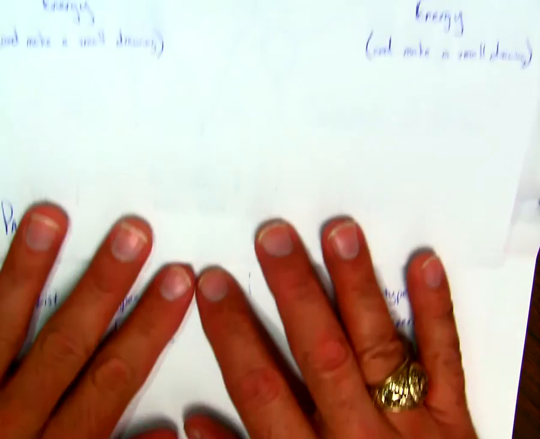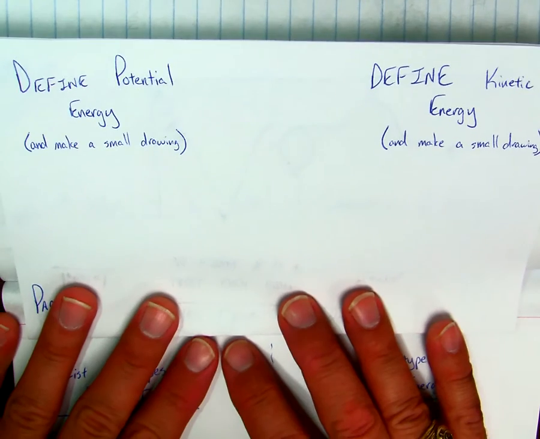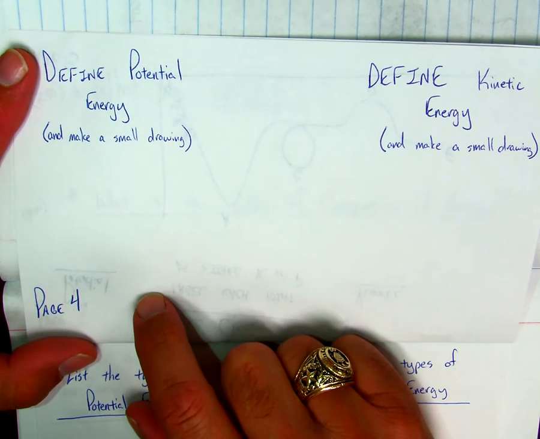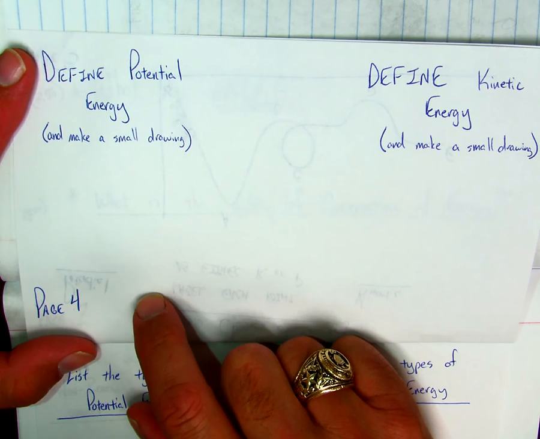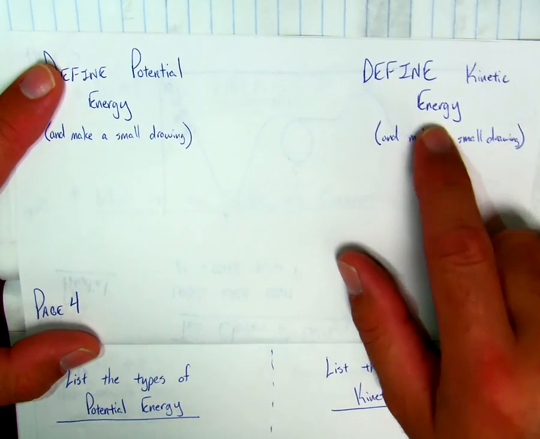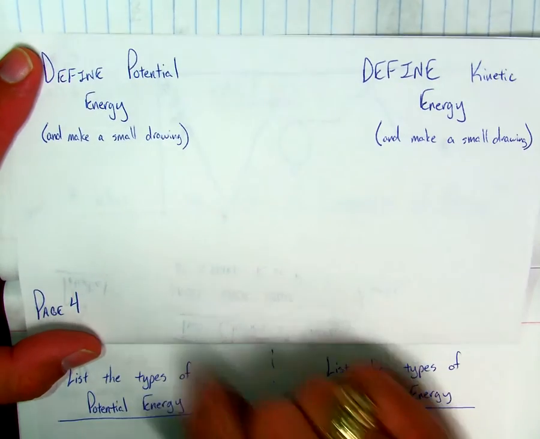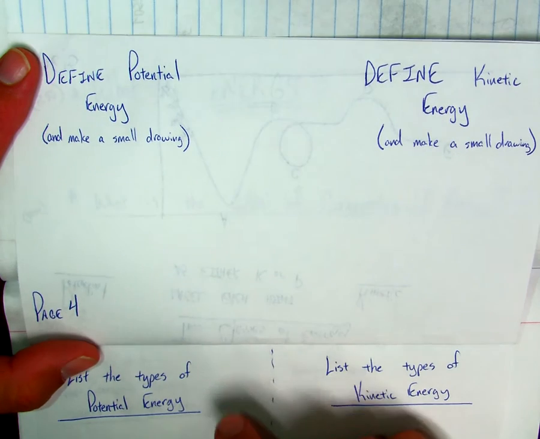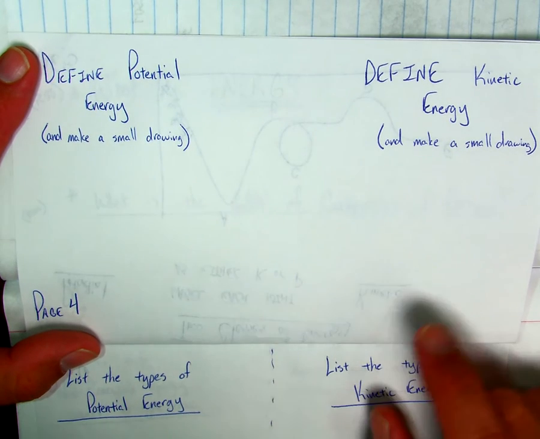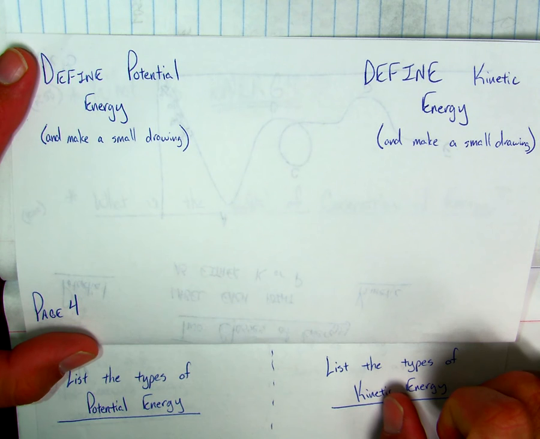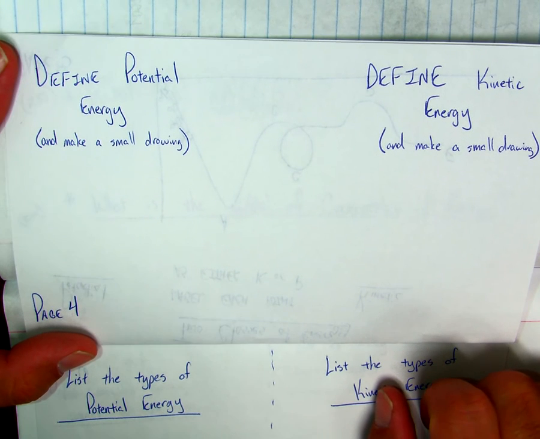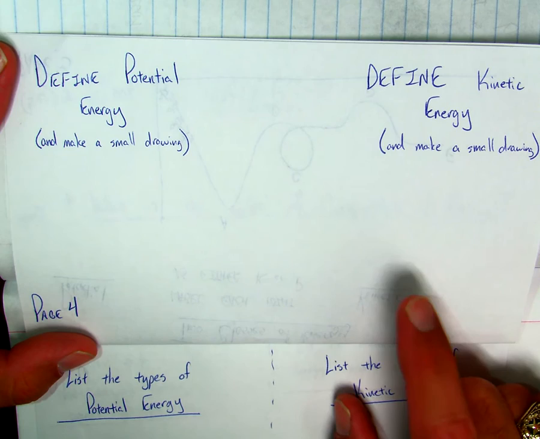For page 4, you're going to define potential energy. You can use your interactive notebook to do that. We have some definitions on page 58. And then you're going to define kinetic energy. And then if you would, make a small drawing, something that helps me see that you understand what it means to have potential energy and what it means to have kinetic energy. Again, I'm not looking for perfect artwork here. I just want you to show me the best you can if you understand potential and kinetic energy.